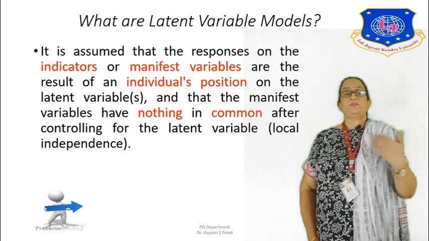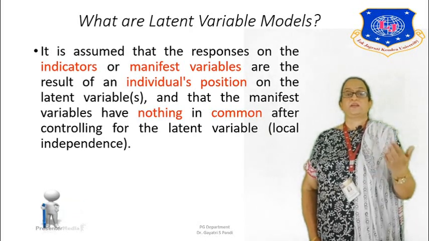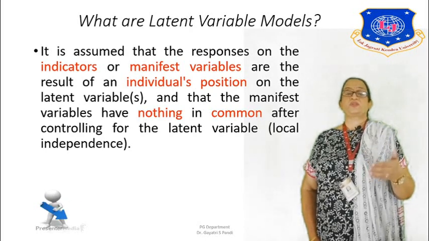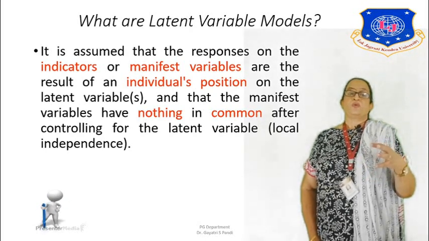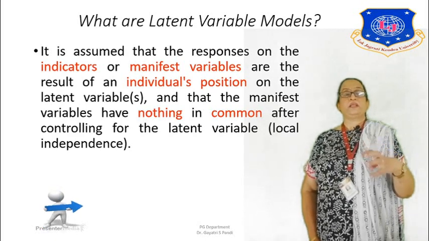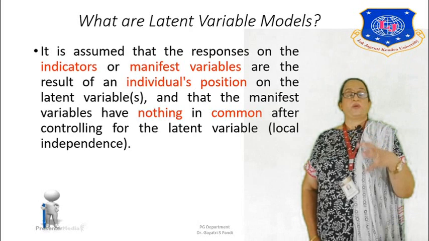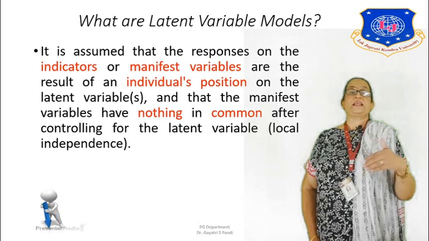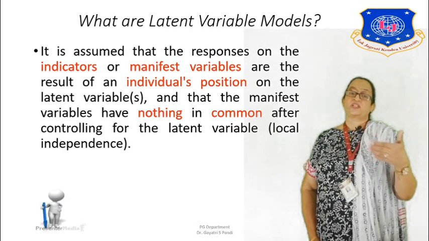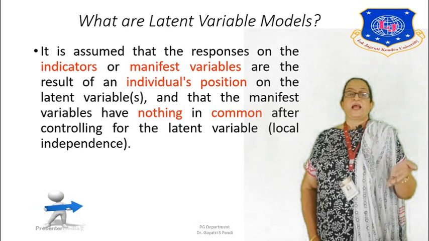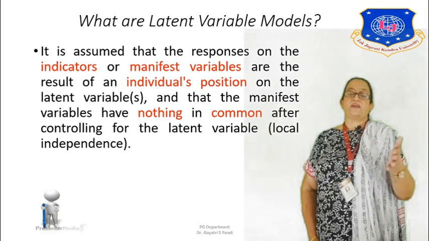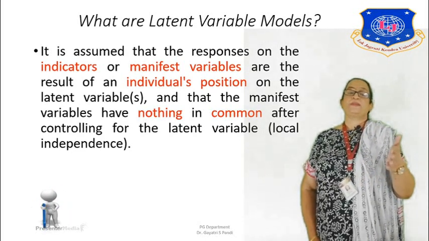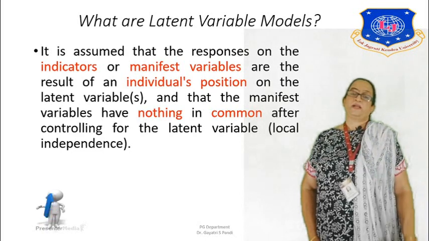Now, it is assumed that the responses on the indicators or manifest variables are the result of an individual's position on the latent variables. So indicators are also the manifest variables. These are the result of an individual's position on the latent variables, and the manifest variables have nothing in common after controlling for the latent variable. This is termed local independence.